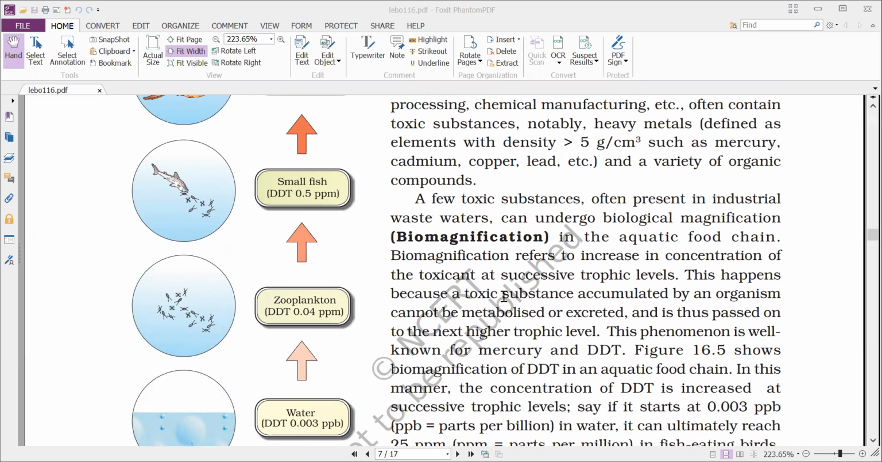That's why we have to prevent the release of chemicals into nearby water bodies. We have to prevent the release of toxic or heavy metals into the nearby water bodies, which will cause biomagnification. That has to be prevented.